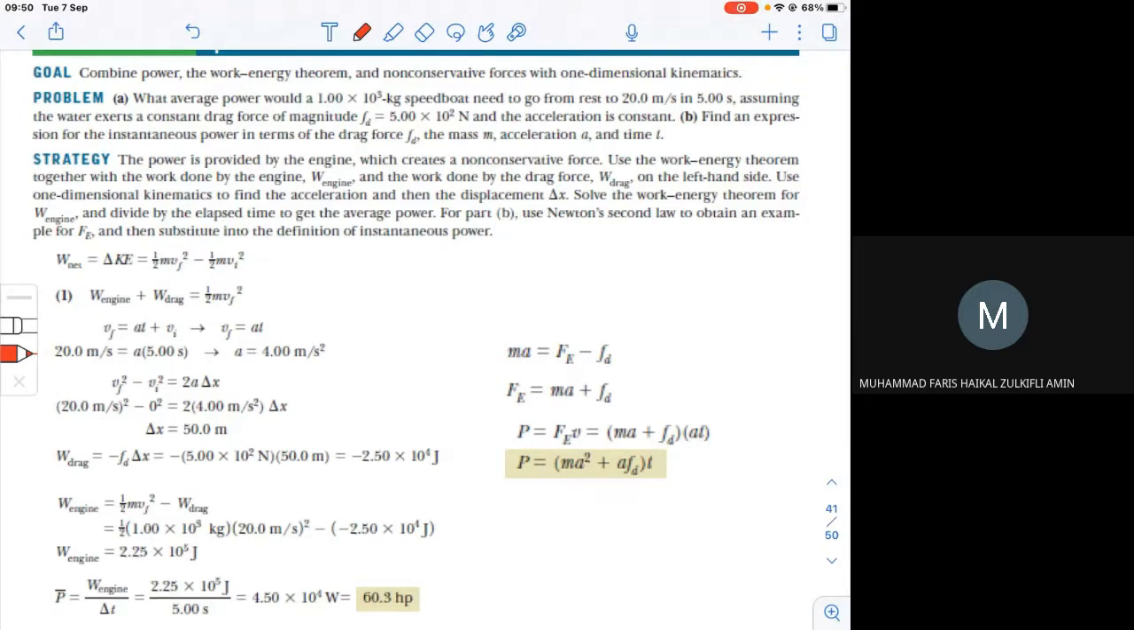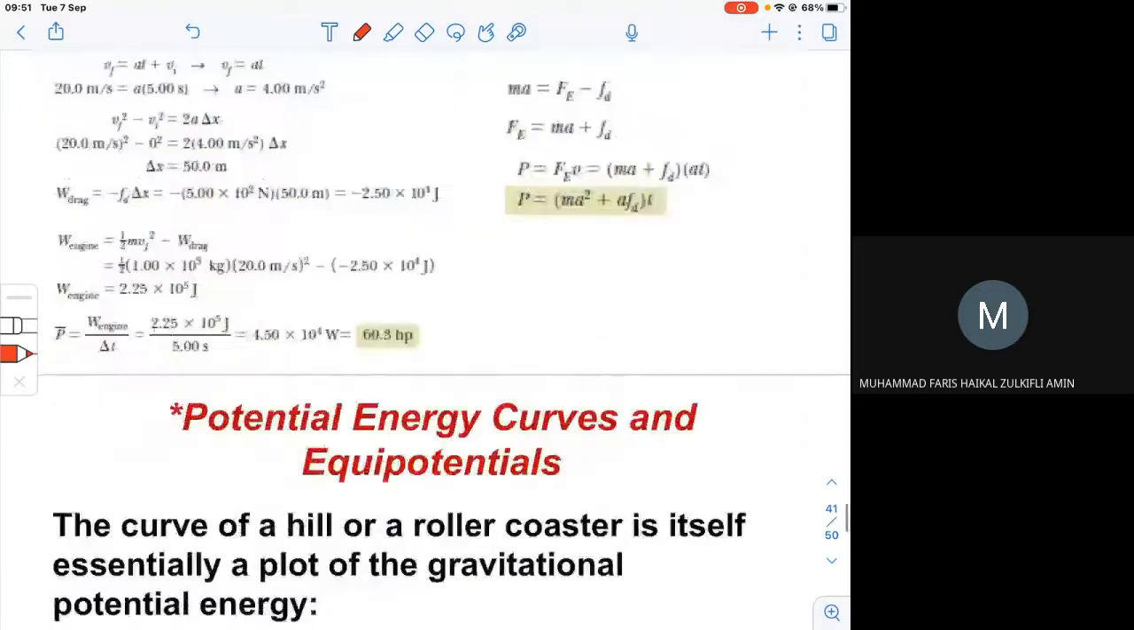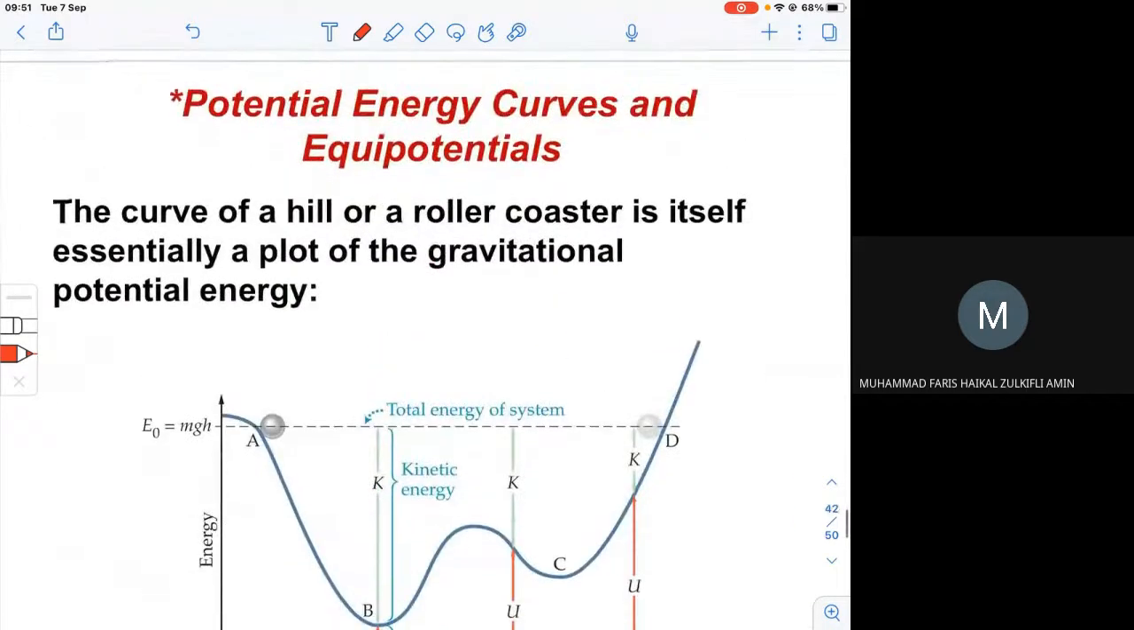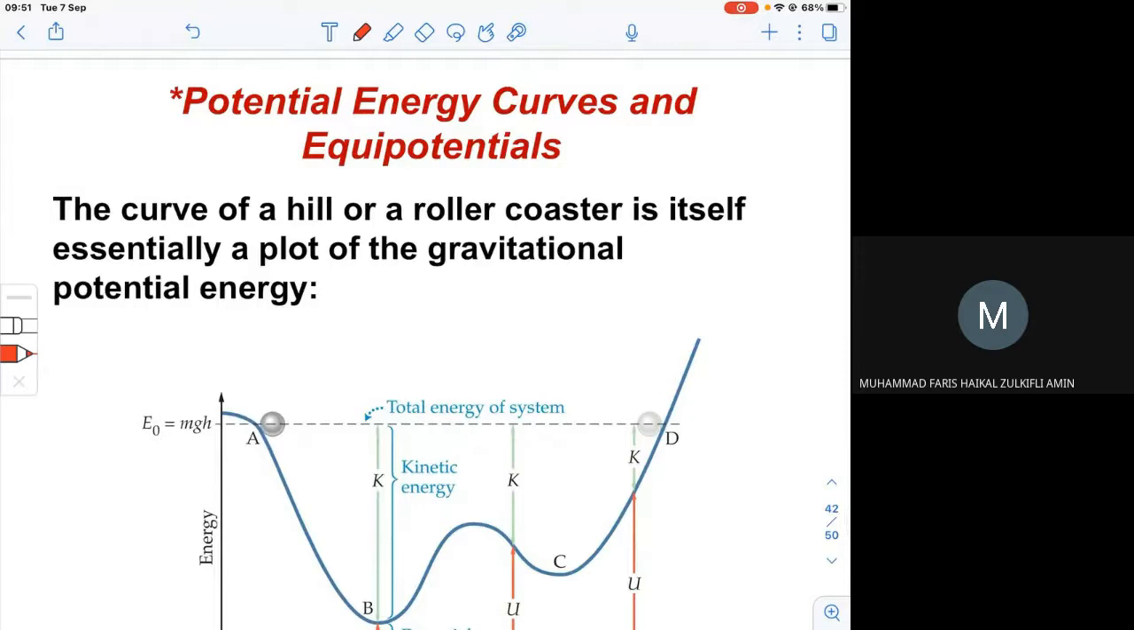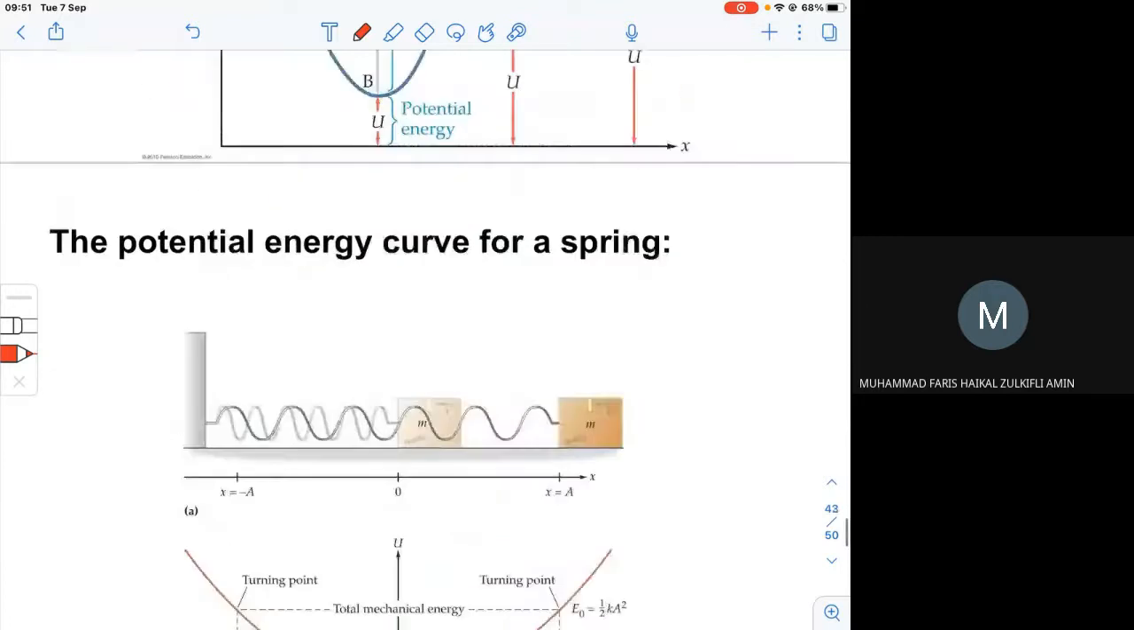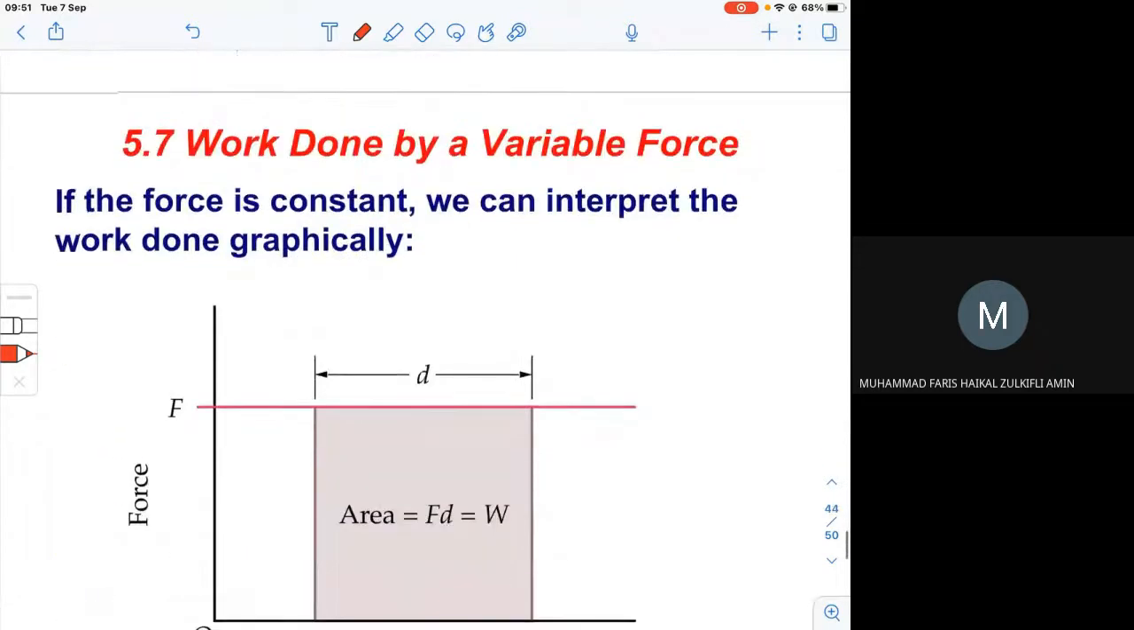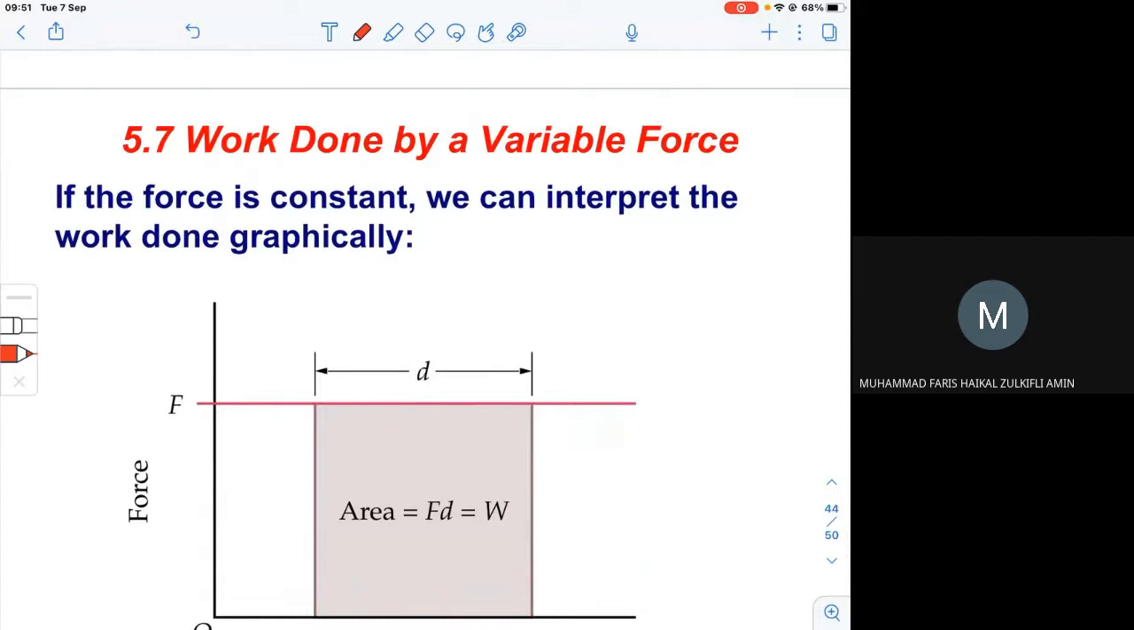Okay, so this one is about a speedboat. I don't want to go into details on this part. You can do it on your own as examples. I just want to focus on the last part of this chapter, which is the potential energy curve and equipotentials, but specifically, straight to the variable force.